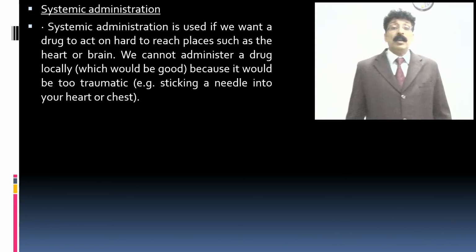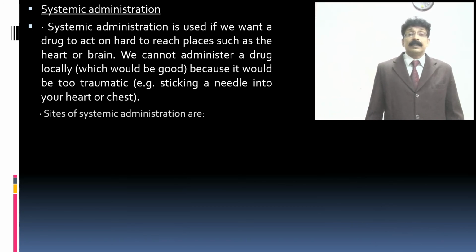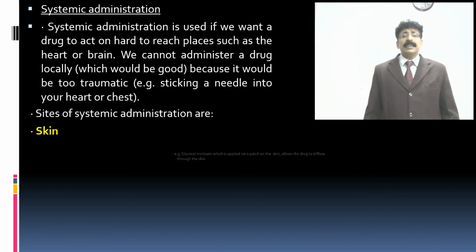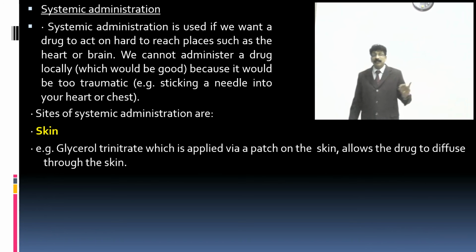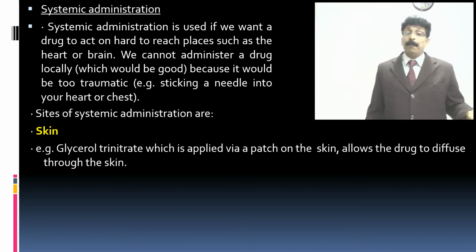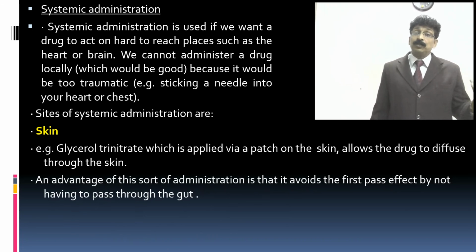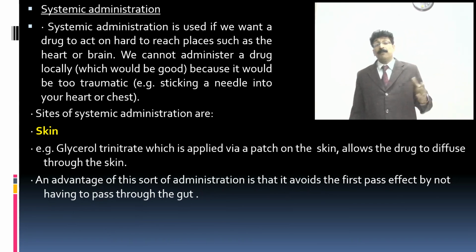So for example, sticking a needle into the heart or the chest. Sites of systemic administration include even the skin, which is also systemic because the drug enters the blood, like transdermal patches; they enter the system. Glyceryl nitrate, applied as patches on the skin, allows the drug to diffuse through the skin and enter into the bloodstream.